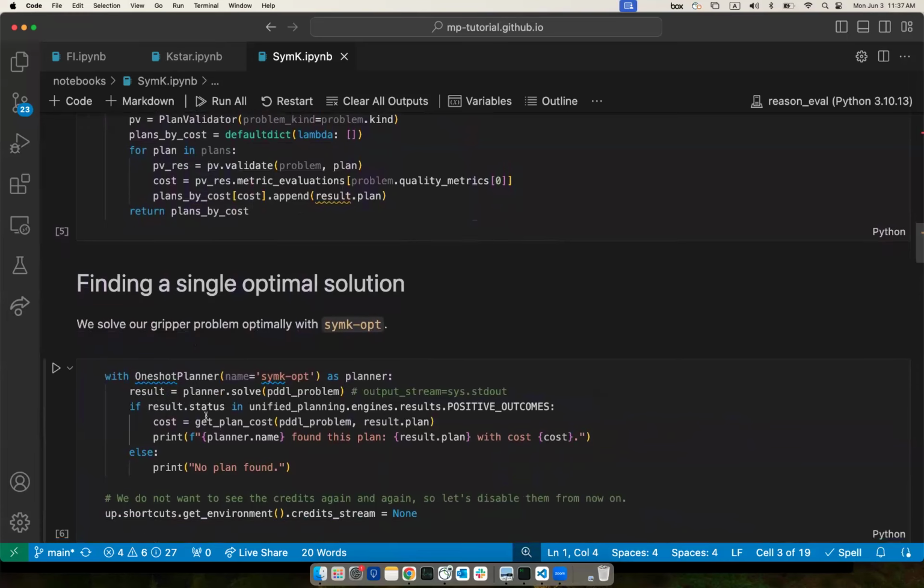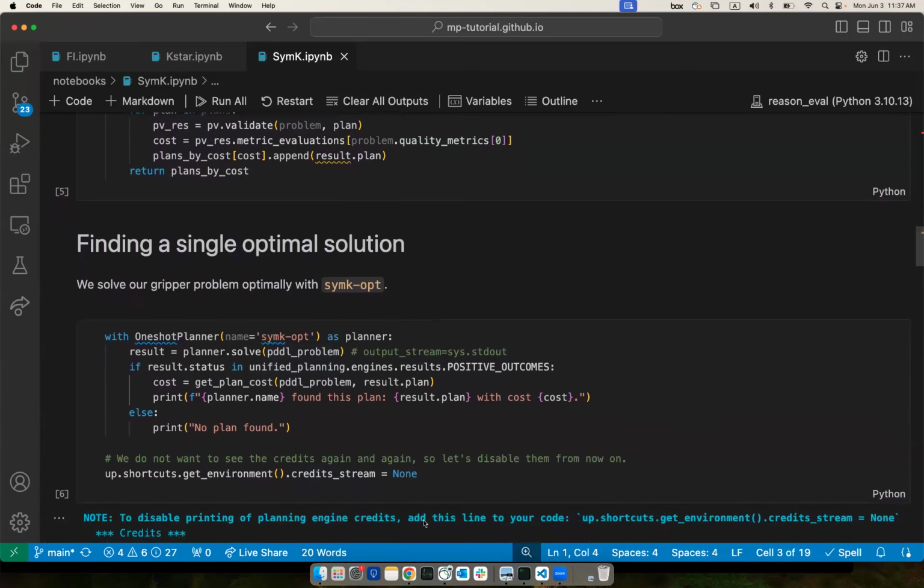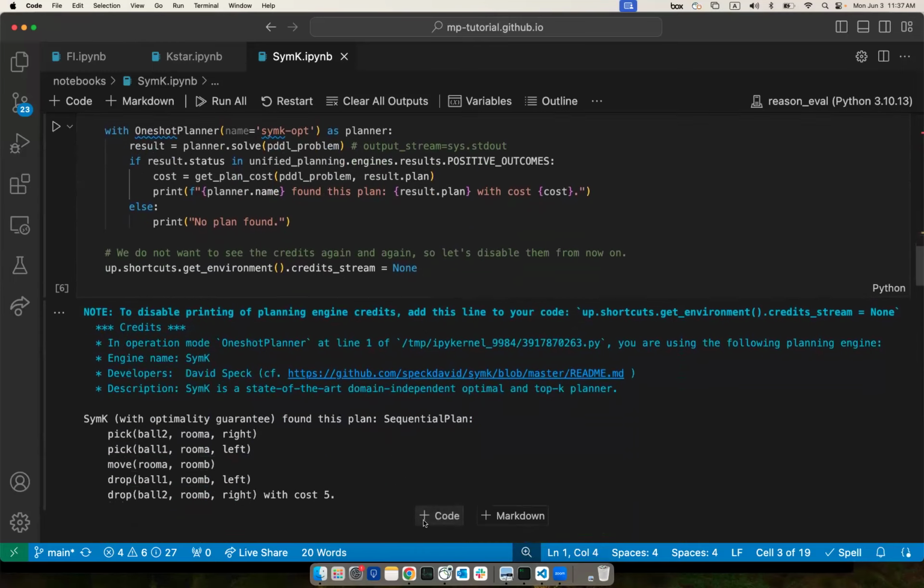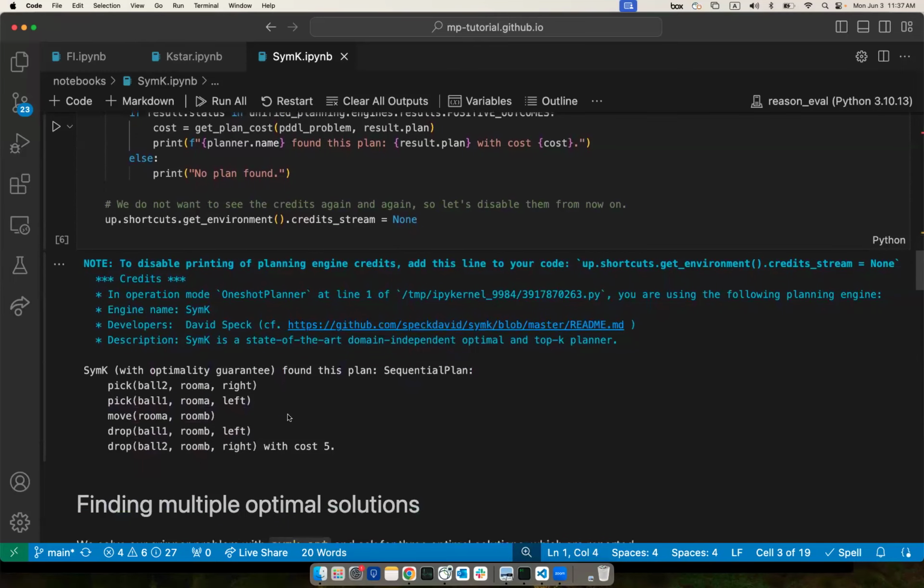And then, and that's the point, in this unified planning framework, you can say, okay, I want a one-shot planner. That basically means a planner which just tries to find one plan. And here we choose SimK with the optimal version. And then we do the solve, and we get different status from the result. And here we say if it's positive, then we want the cost of the plan. And the output here is that we find the plan: pick up, move, drop, drop.